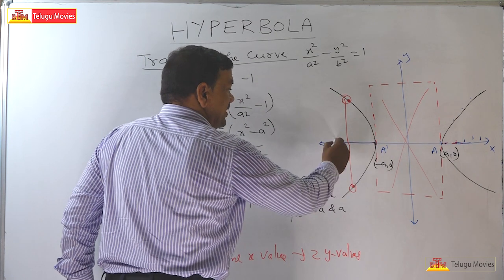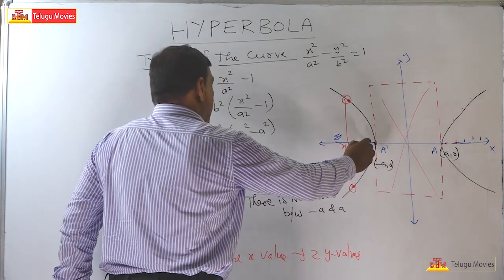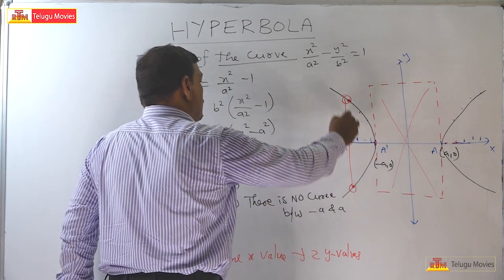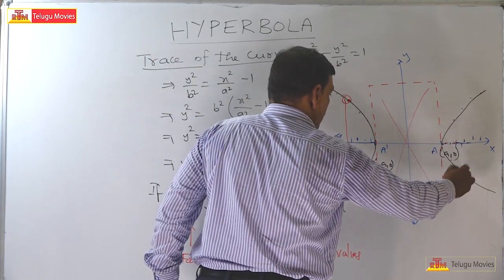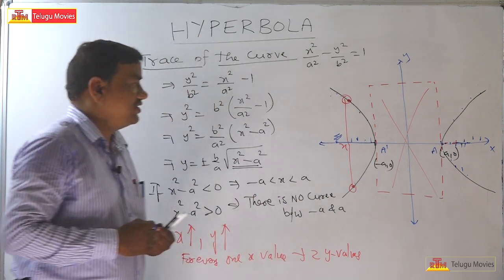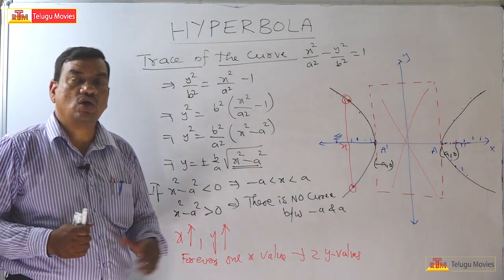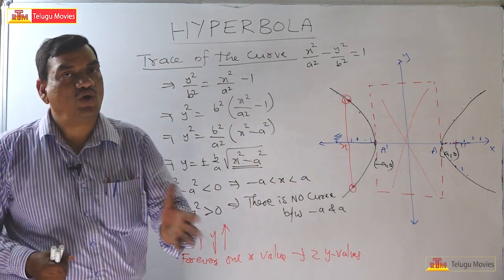So increasing means this side increasing. As the x value increases, the y value also goes on increasing. If the x value decreases, the y value also goes on decreasing. Okay now, right? So I hope that you understand this concept. Let us see some more concepts.